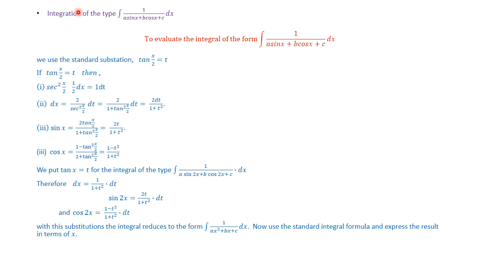The examples of this type are given in solved examples. Now there is another type of integration given: integration of the type 1 by a sin x plus b cos x plus c dx. There is no square. To evaluate the integrals of this form, what do we have to do?